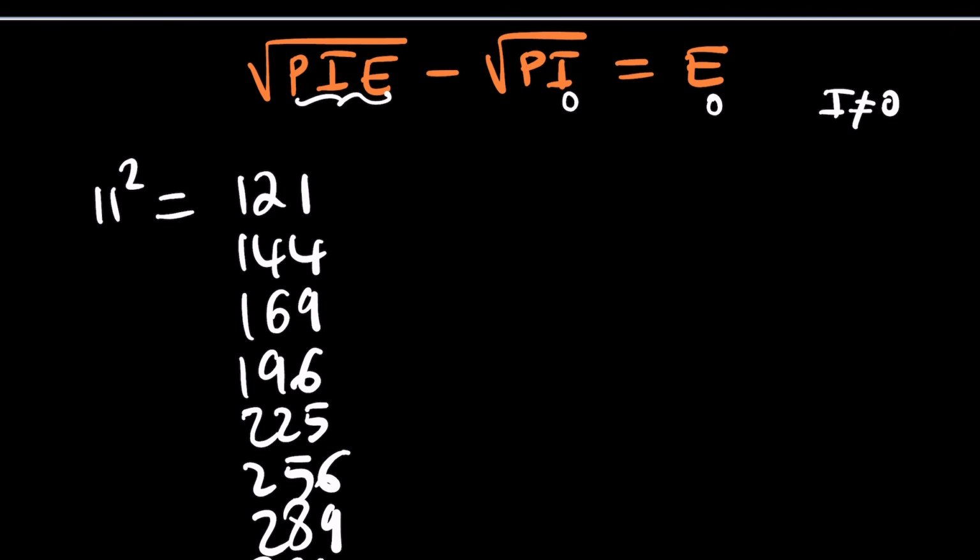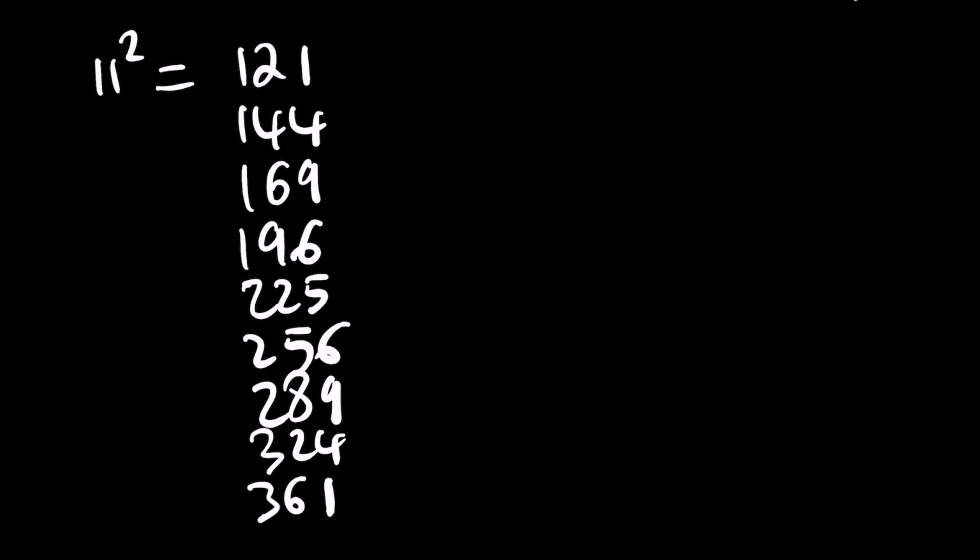But wait a minute. PIE is a perfect square as well as PI. So here's the interesting part. You can actually go ahead and look at the first 2 digits, from the left. For example, is 12 a perfect square? Nope. So this number is not going to work. Is 14 a perfect square? Nope. Is 16 a perfect square? Yes, so this might work.